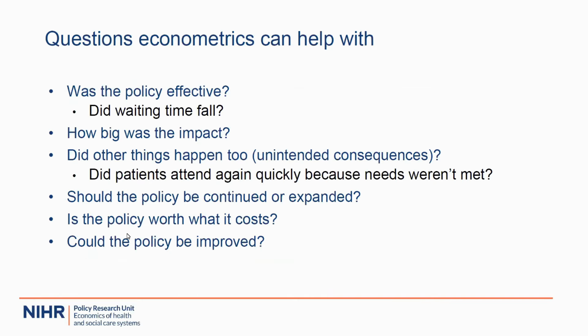And then we would also answer a question like, did other things happen that weren't intended, that weren't the objective? An example could be that waiting time went down, but more patients came back shortly after leaving the emergency department because their needs hadn't fully been met. And that leads to some even broader implication sorts of questions like, should the policy be continued? Should it be expanded? Perhaps if it was just provided in specific places.